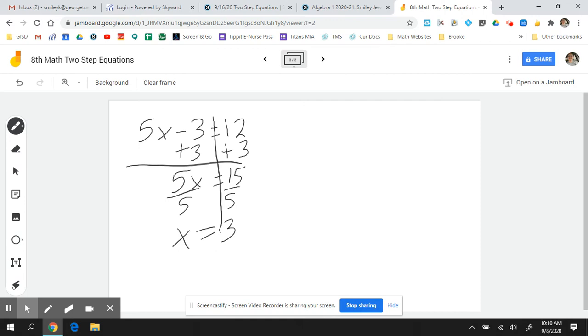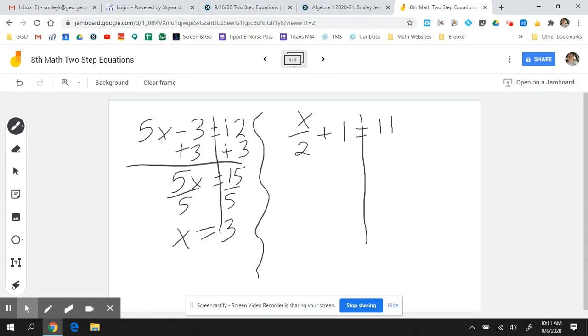Okay, so this one's a little bit different. We have x over 2, so like a fraction, plus 1 equals 11. Okay, so it definitely looks a little different. We no longer have, like the one beside it, 5x. We have x over 2, so it's showing us division.